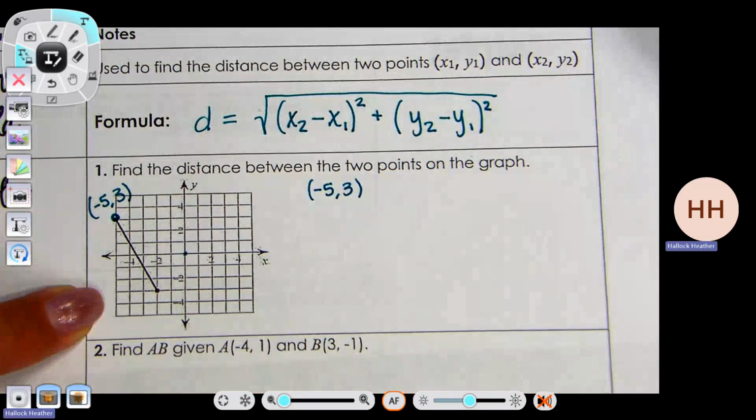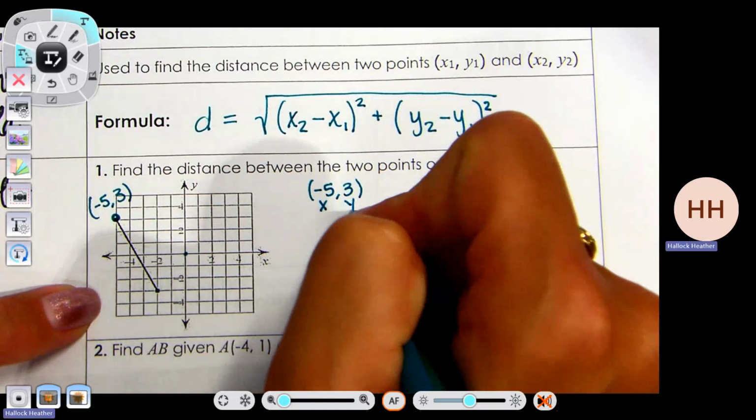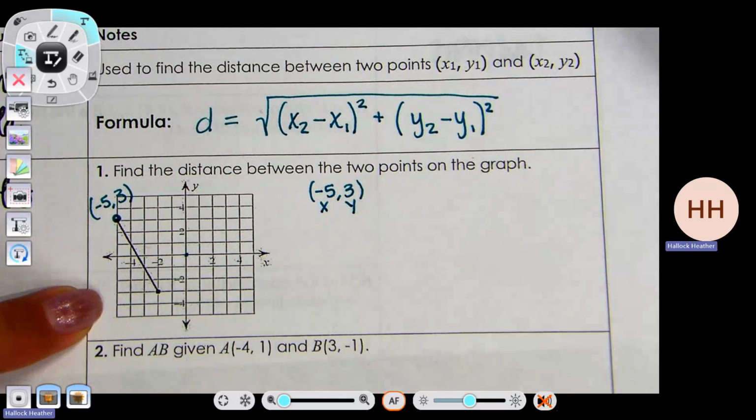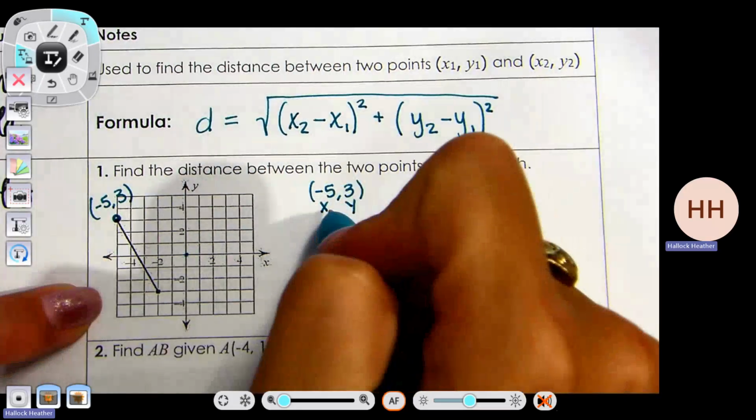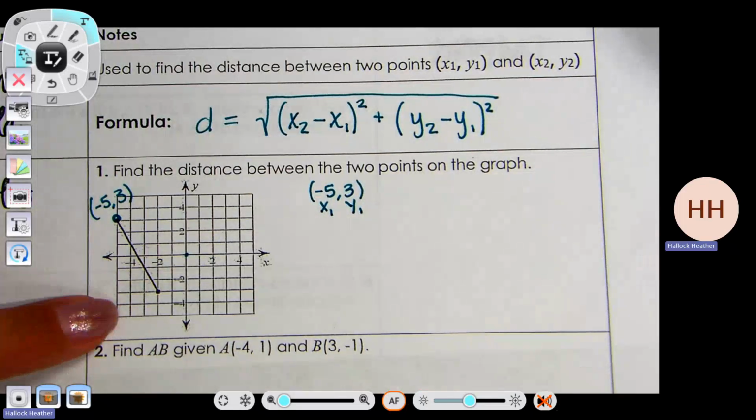That's going to be my first coordinate because I just chose it. It does not matter why. I just picked that one first because it's at the end of the line. So I'm going to call this X and Y. And because they're the first coordinate point, they're going to have a sub number 1 because it's the first coordinate point I chose. The other point on the graph is over here.